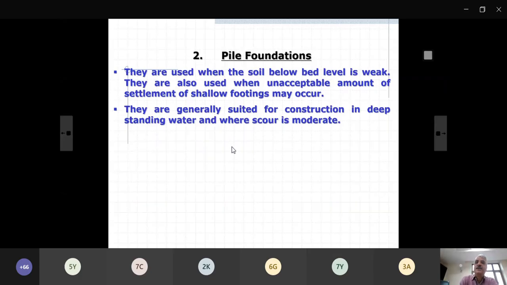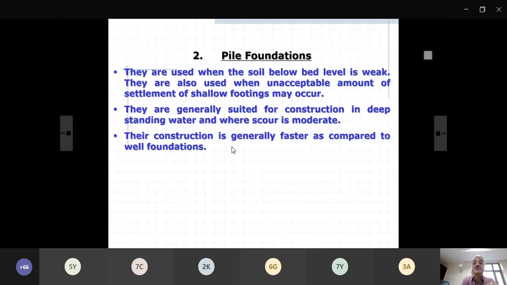And second thing, in rivers where some heavy objects or some heavy boulders or maybe tree trunks are likely to come and hit your bridge, you don't provide piles because it can damage the pile. Whereas well is a very sturdy component, it may not damage the wells. So that is another consideration, pile versus well. But as I told you, their construction is generally faster. That's why they have become very popular.